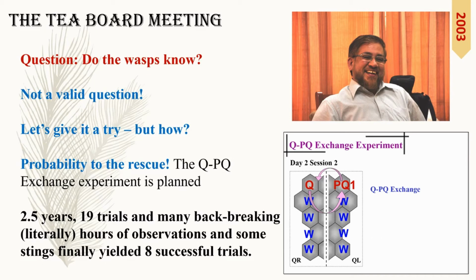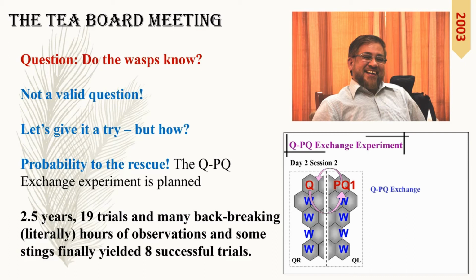Many, literally back-breaking hours of work, because day 1 was easy. I do 5 hours of observation on a normal nest. Day 2, I literally came early in the morning, divided the nest, put everybody back, give them time to settle, and then I had 6 hours of observations with 15 minutes in between. So you start at 8 a.m. and you finish by 6 p.m.